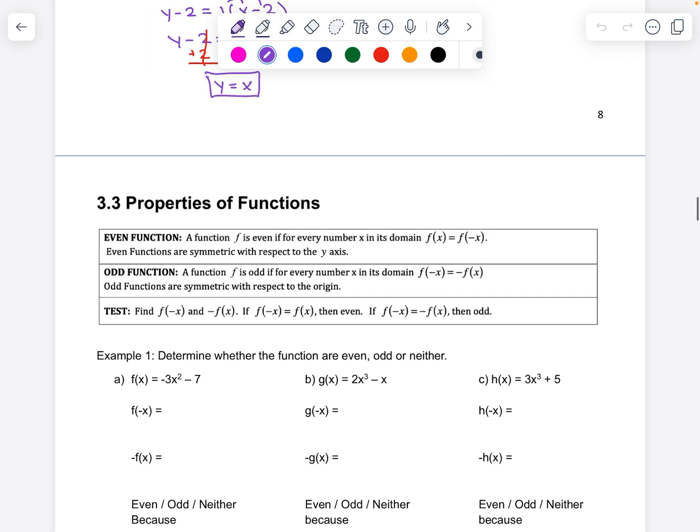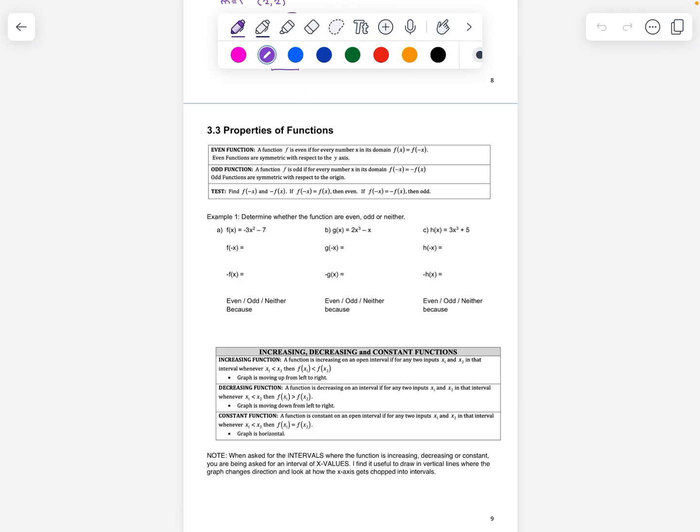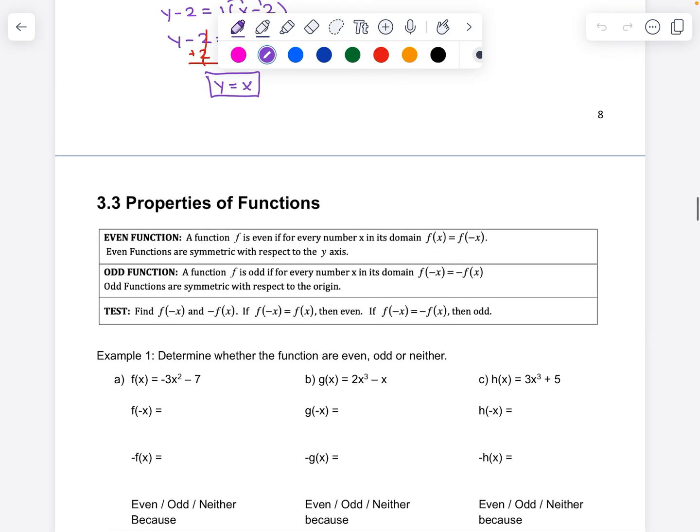Okay, let's go ahead and give a start to 3.3, properties of functions. So we're going to talk about even and odd functions, and then we're going to go ahead and test them. So here we have an even function if, when you plug in negative x, it's equal to the original equation.